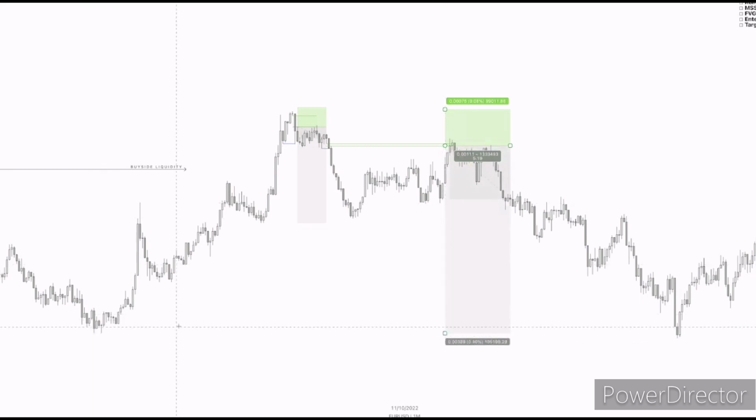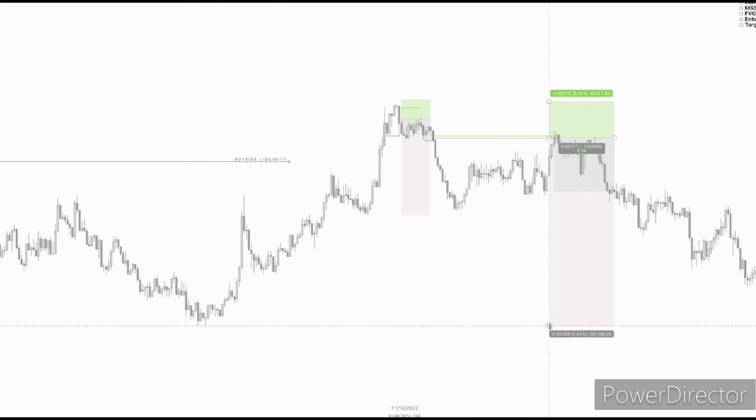Obviously, we're targeting sell side liquidity down here. We've got a couple of relative equal lows down here that you can target. You could target maybe this low right here, this fair value gap here. But for me, the logical target would be these equal lows down here as sell side liquidity.